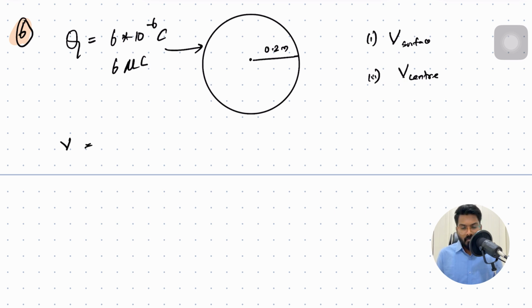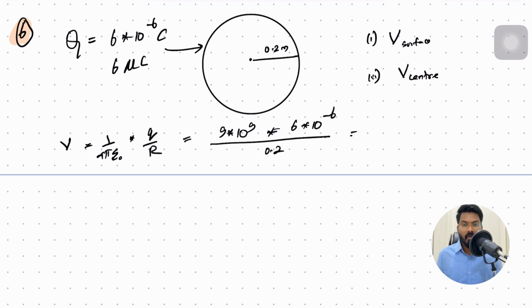Potential is given by 1 by 4 pi epsilon naught into Q by R. This is the potential at the surface, which equals 9 into 10 to the power 9, Q is 6 into 10 to the power minus 6 by R is 0.2. When you do that, you get 2.7 into 10 to the power 5 volt. So this is the potential we are speaking about at the surface.